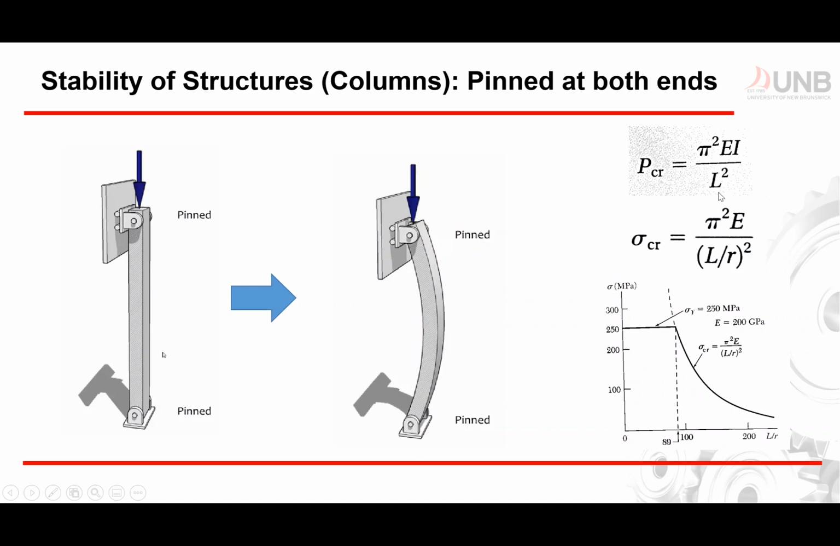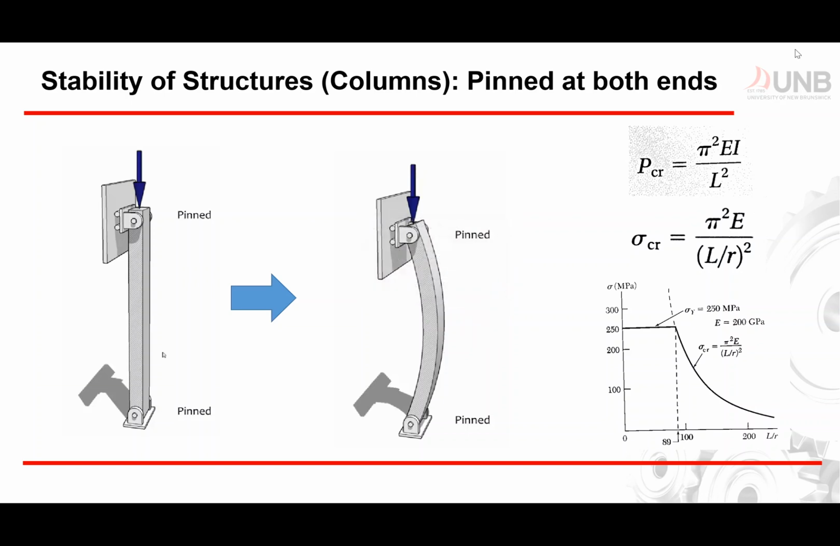Now we are going to discuss more about L because this L will change depending on the ends of your columns. In this case, let's first consider a structure with pinned at both ends on the upper part and on the lower part. Now we have force P. We can also calculate the stress, and this is the critical stress in order to buckle our structure. And if you look at the equation here, that's pi squared E divided by (L over r) squared. Now, your L is the length of your beam. Your r is your radius of gyration.